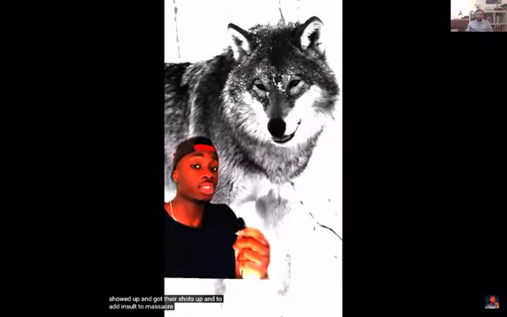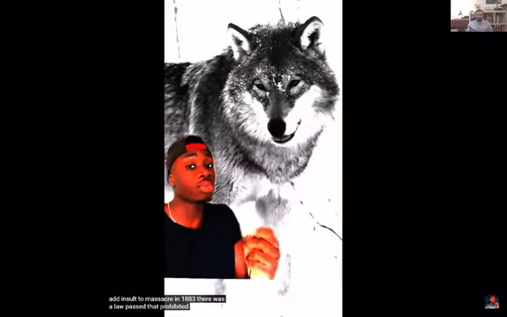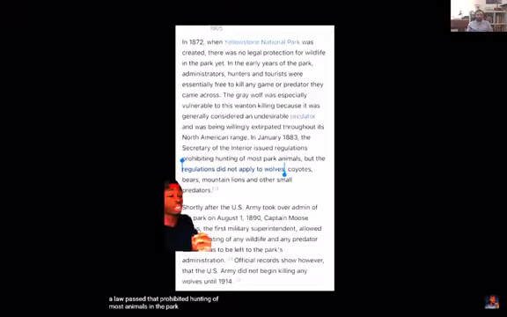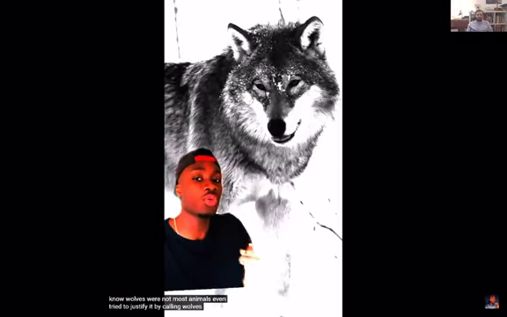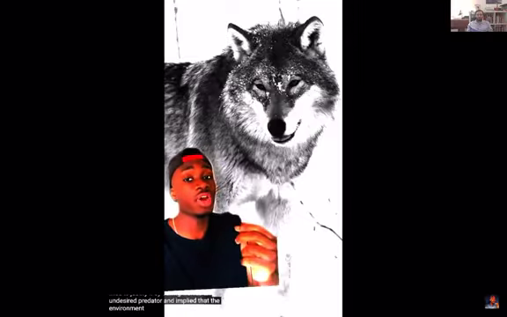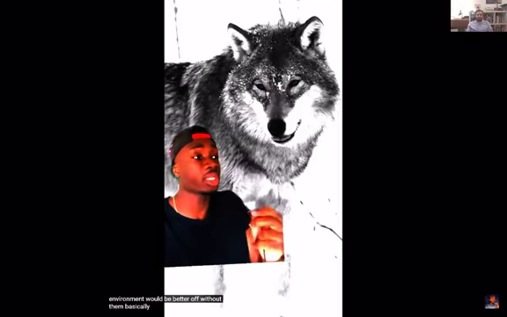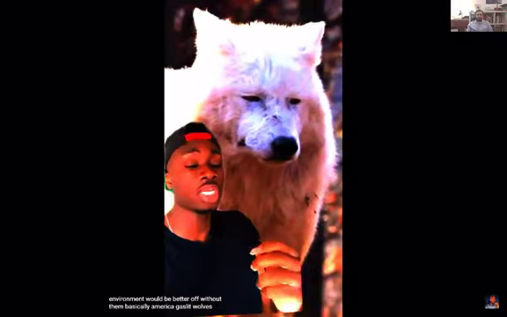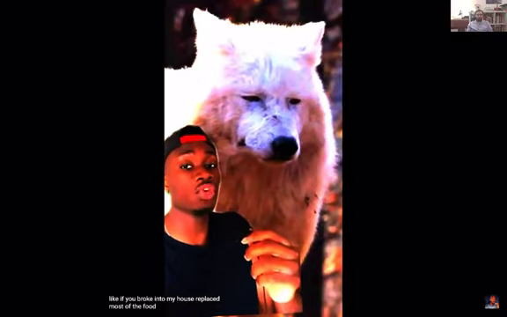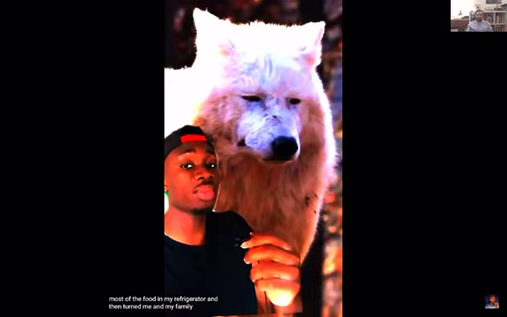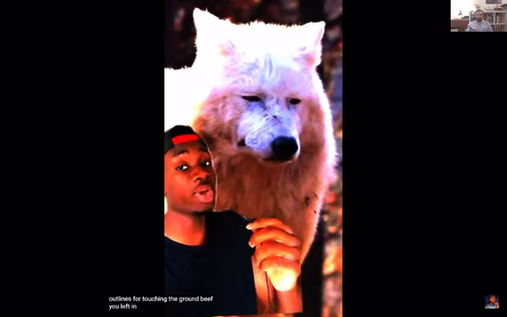And to add insult to massacre, in 1883 a law was passed that prohibited hunting of most animals in the park. And wouldn't you know, wolves were not most animals. They even tried to justify it by calling wolves an undesired predator and implied that the environment would be better off without them. Basically, America gaslit wolves. It's like if you broke into my house, replaced most of the food in my refrigerator, and then turned me and my family into chalk outlines for touching the ground beef you left in my freezer.